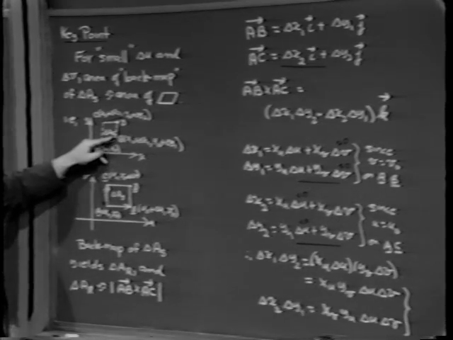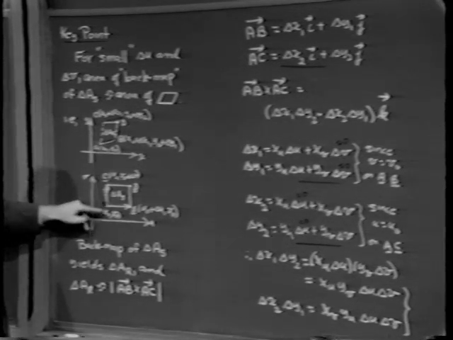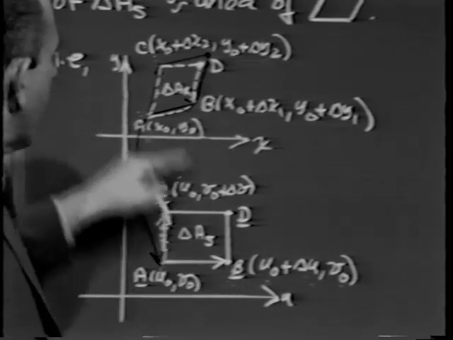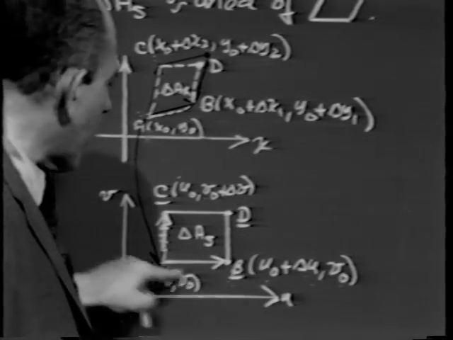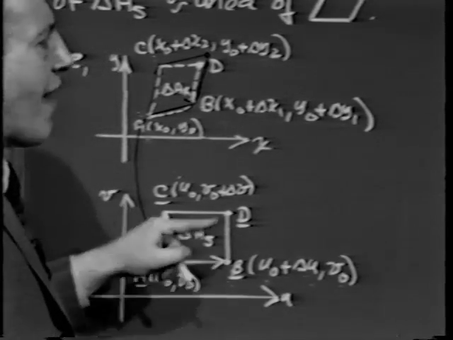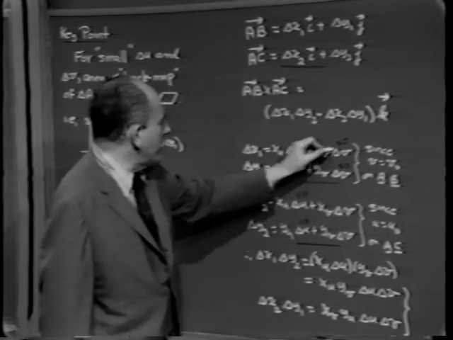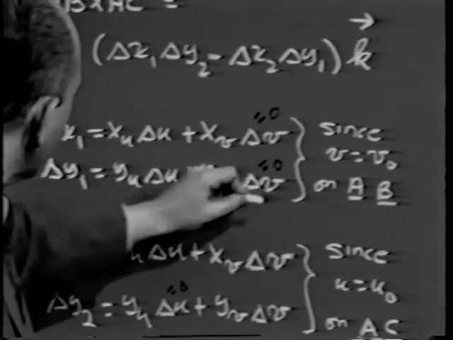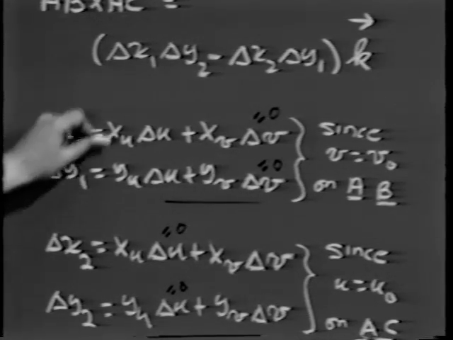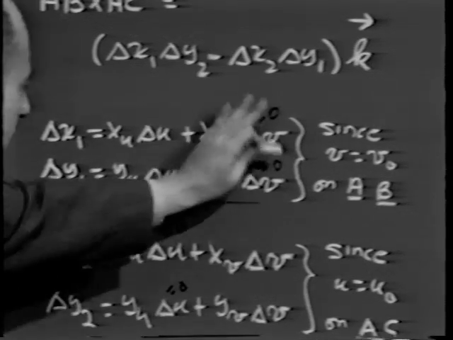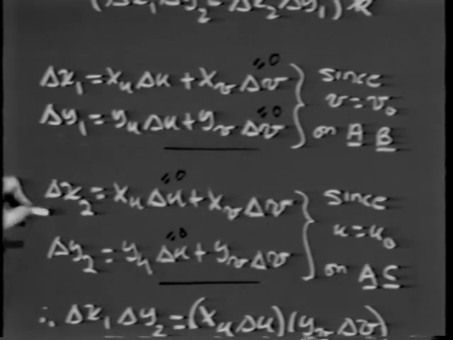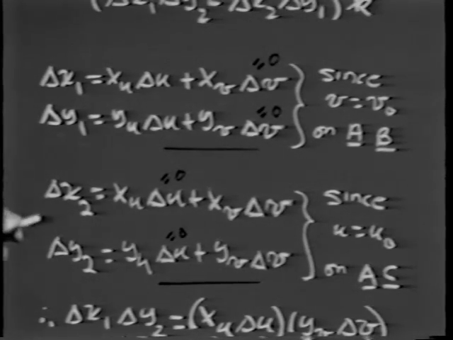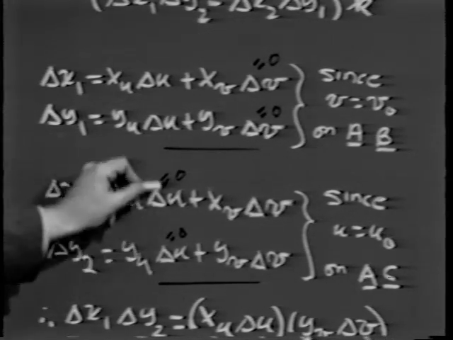Delta x1 and delta y1 come from the back mapping from A bar, B bar back to AB, and along A bar, B bar, notice that v is always equal to v0, so that means that delta v is 0. That means, therefore, that because delta v is 0, delta x1 and delta y1 are simply this. See, this drops out. Similarly, delta x2 and delta y2 come from the back map of A bar, C bar. Along A bar, C bar, u is equal to u0, so delta u is 0. So writing this out, these drop out.